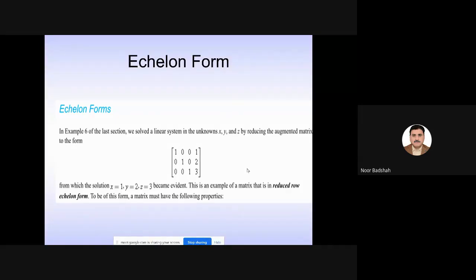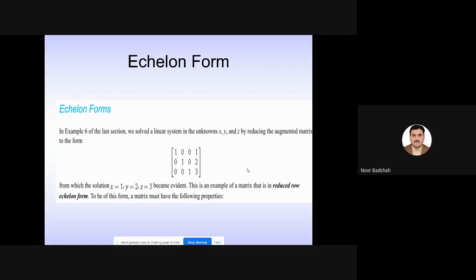And the non-zero entry of every row should lie to the right of the non-zero entry of the previous row. The non-zero entry of every row is usually known as the pivot. P-I-V-O-T. Okay.